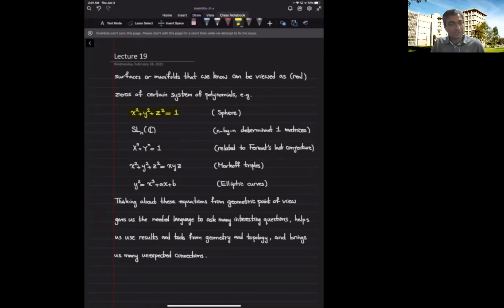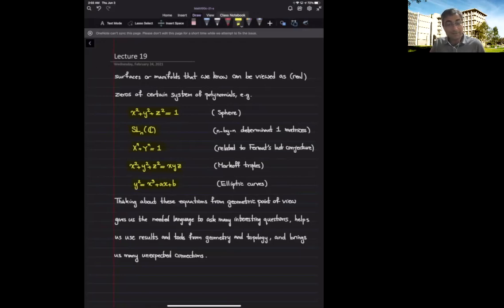As I've mentioned, you can think about a sphere, you can think about n by n matrices that have determinant 1. That's an equation. So I'm looking at these n squared variables and I'm asking the determinant of these n squared variables to be 1. That's a polynomial equation. Or an equation of this form, x to the n plus y to the n equals 1, inspired by Fermat's last conjecture. Or an equation of this form, x squared plus y squared plus z squared equals xyz. This is related to so-called Markov triples, character varieties of the punctured torus, and so on. And equations of this form are called elliptic curves.